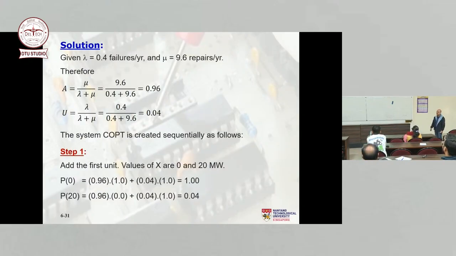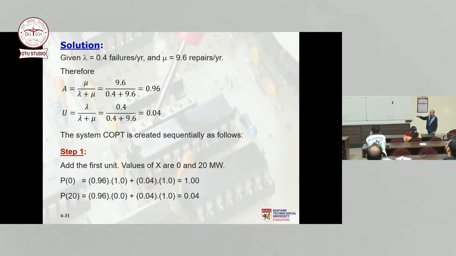So let's do it. We are given lambda and mu, and it happens to be the same for all the generators, so we can find the availability and unavailability, right? We know how to calculate that. Availability is mu over lambda plus mu. Unavailability is the complement of that. We are assuming that the unit is existing only in 2 states. When we come to 3 states later, we'll see a slightly different calculation. So the COPT is created using the recursive algorithm.